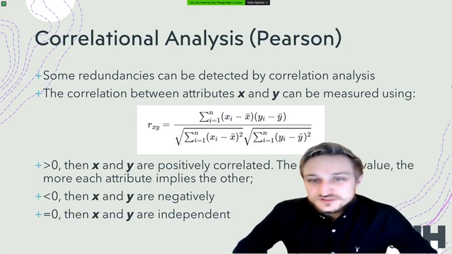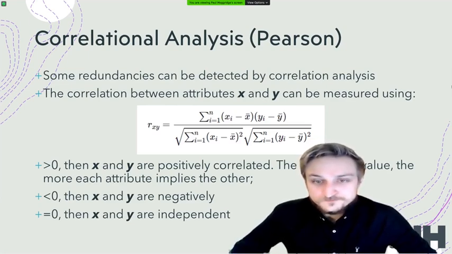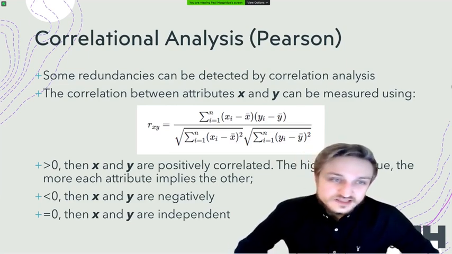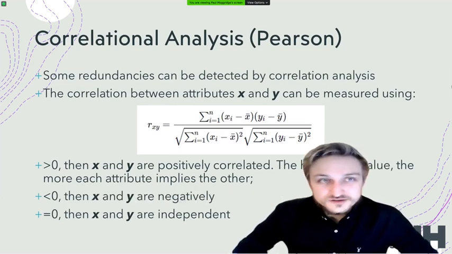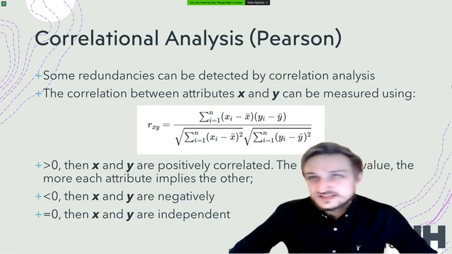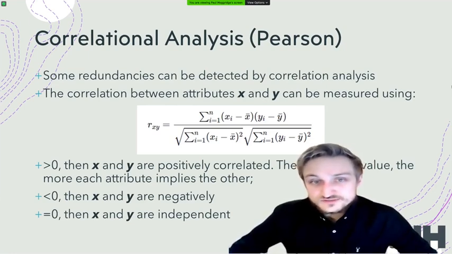A technique for detecting if we've got a duplication or redundant data in our data set is to look at correlational analysis. So this is the Pearson correlational coefficient. And we can use this to compare two columns with one another and see how much they correlate. The correlational coefficient is around 0 if x and y, our two columns, are independent of each other. So there's no real trend between the two columns. So in that case, they're completely unique, and they're not a copy of each other at all.